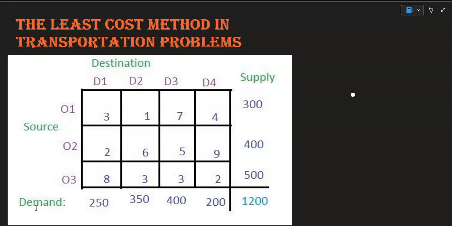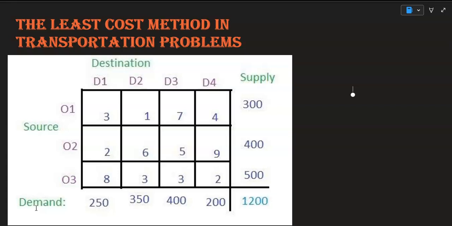Today we are looking at the least cost method in transportation problems. Okay, what's about transportation problems? Transportation problems are to do with finding a way of minimizing the total cost of shipping or transportation from the warehouses to the destinations. Okay, we want to minimize at its barest this cost of transportation or shipping.